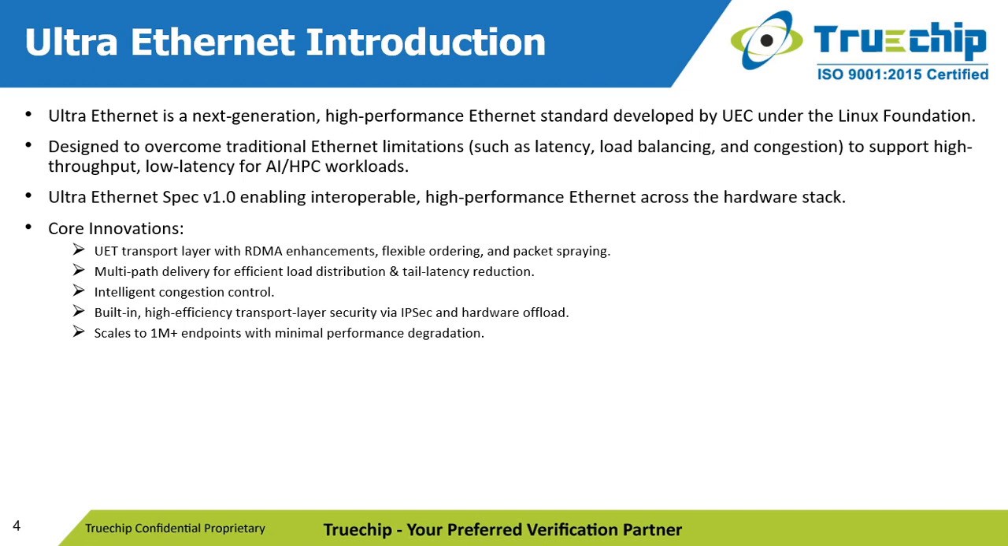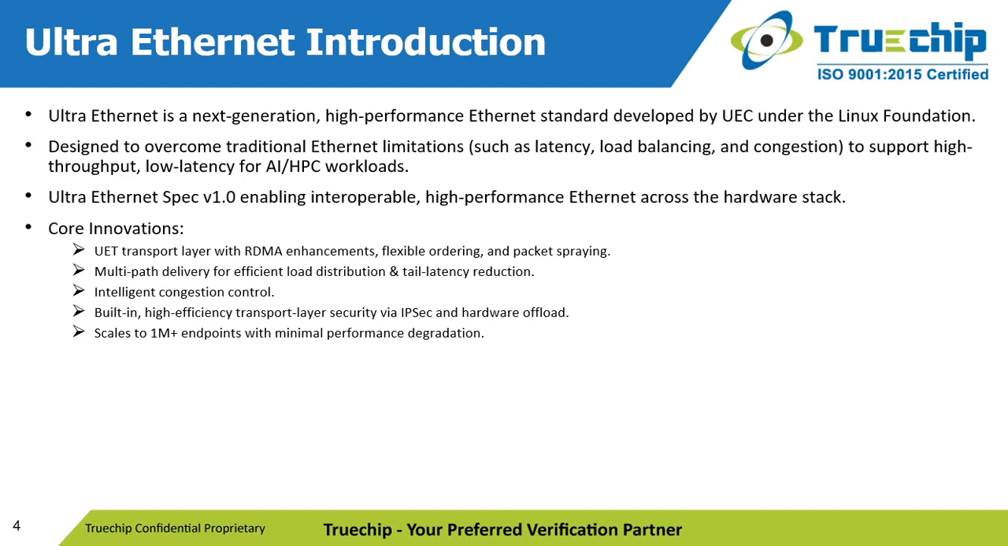Intelligent congestion control. In traditional Ethernet, even though we have TCP congestion control, the feedback of congestion is very slow. Whereas Ultra Ethernet has advanced algorithms NSCC, RCCC, TFC, which provide proactive congestion control for AI and HPC traffic patterns. Built-in high-efficiency transport layer security via IP security and hardware offload. Ultra Ethernet supports job-based security contexts in the transport layer itself.